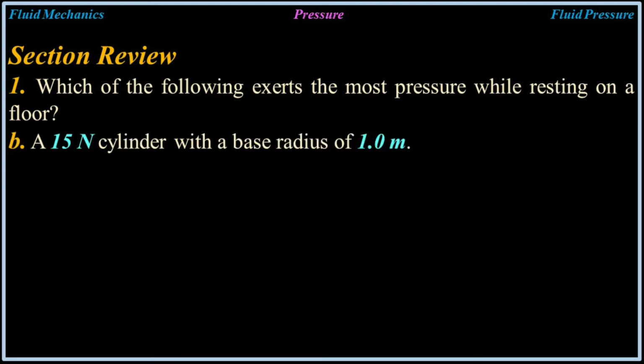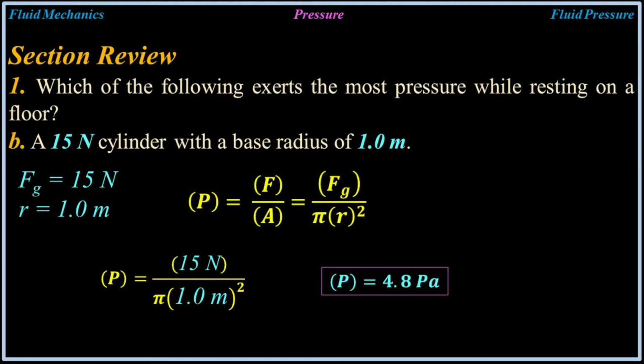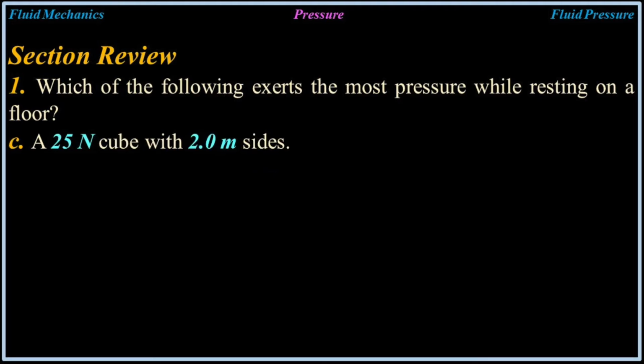Okay. A 15 Newton cylinder with a base radius of 1 meter. Okay, very large area. So there's my givens. And don't forget the pi r squared. There's my equation. Plug in. And I get 4.8 pascals, much lower.